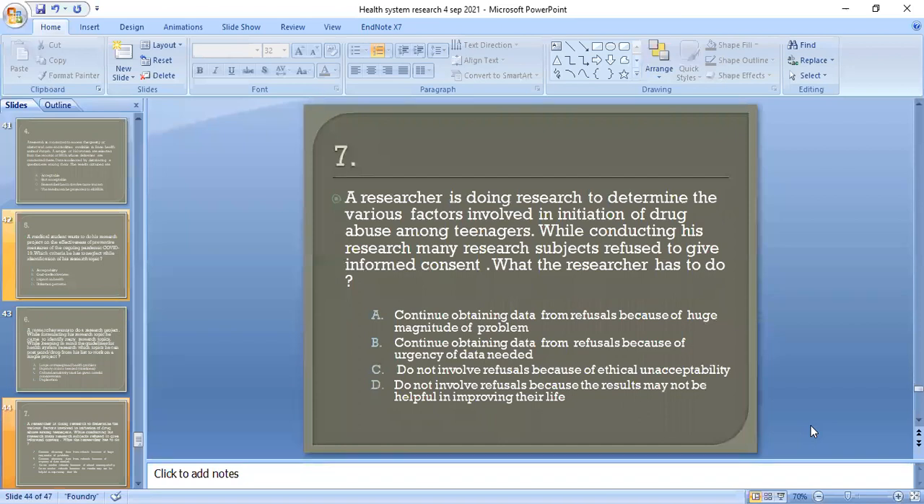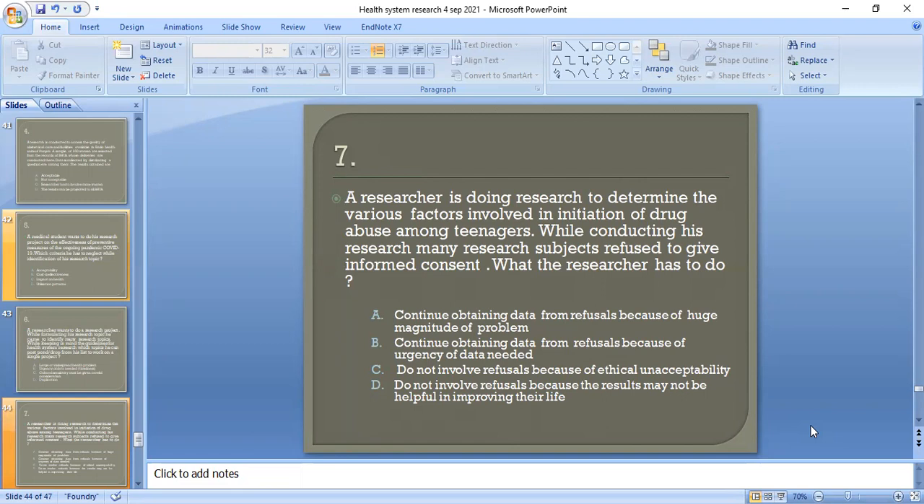The number 7 MCQ is: a researcher is doing research to determine the various factors involved in initiation of drug abuse among teenagers. While conducting his research, many research subjects refuse to give informed consent. What does the researcher have to do? Continue obtaining data from refusals because of the huge magnitude of the problem, continue obtaining data from refusals because of the urgency of data needed, not involve refusals because of ethical unacceptability, or not involve refusals because the results may not be helpful in improving their life? Which one is the correct option?